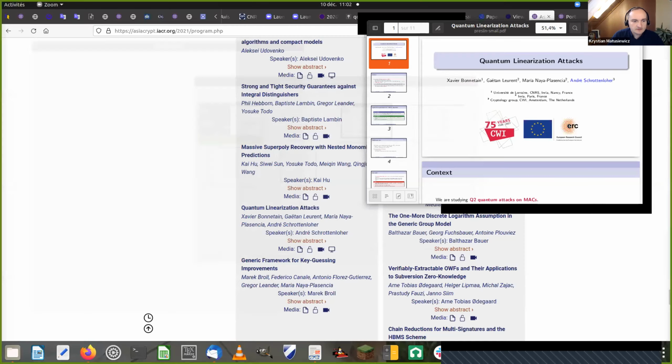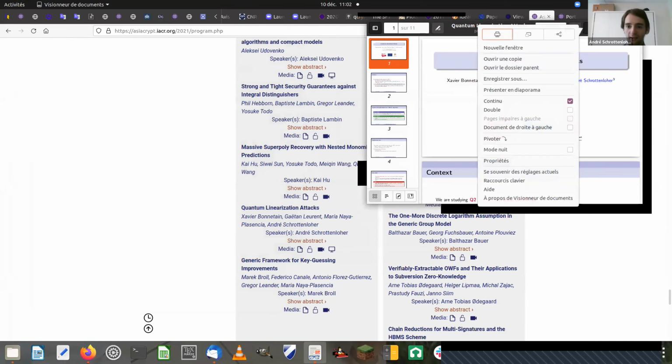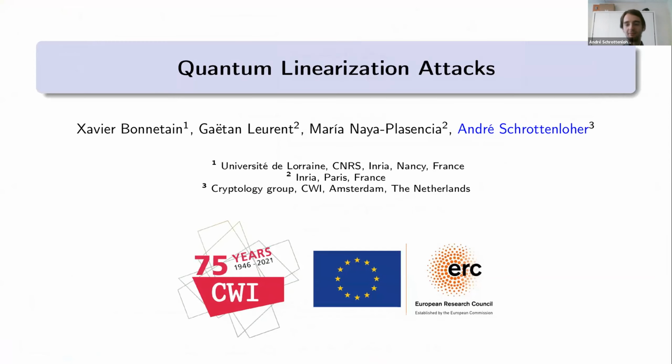So our next talk is Quantum Linearization Attacks. Let's wait until you can see my slides. We can see your screen, and now we can see your slides. Perfect. This presentation is by Xavier Bonnetain, Gaëtan Leurent, María Naya-Plasencia, and André Schrottenloher. Hopefully I pronounced this close enough. And André is going to give the talk.